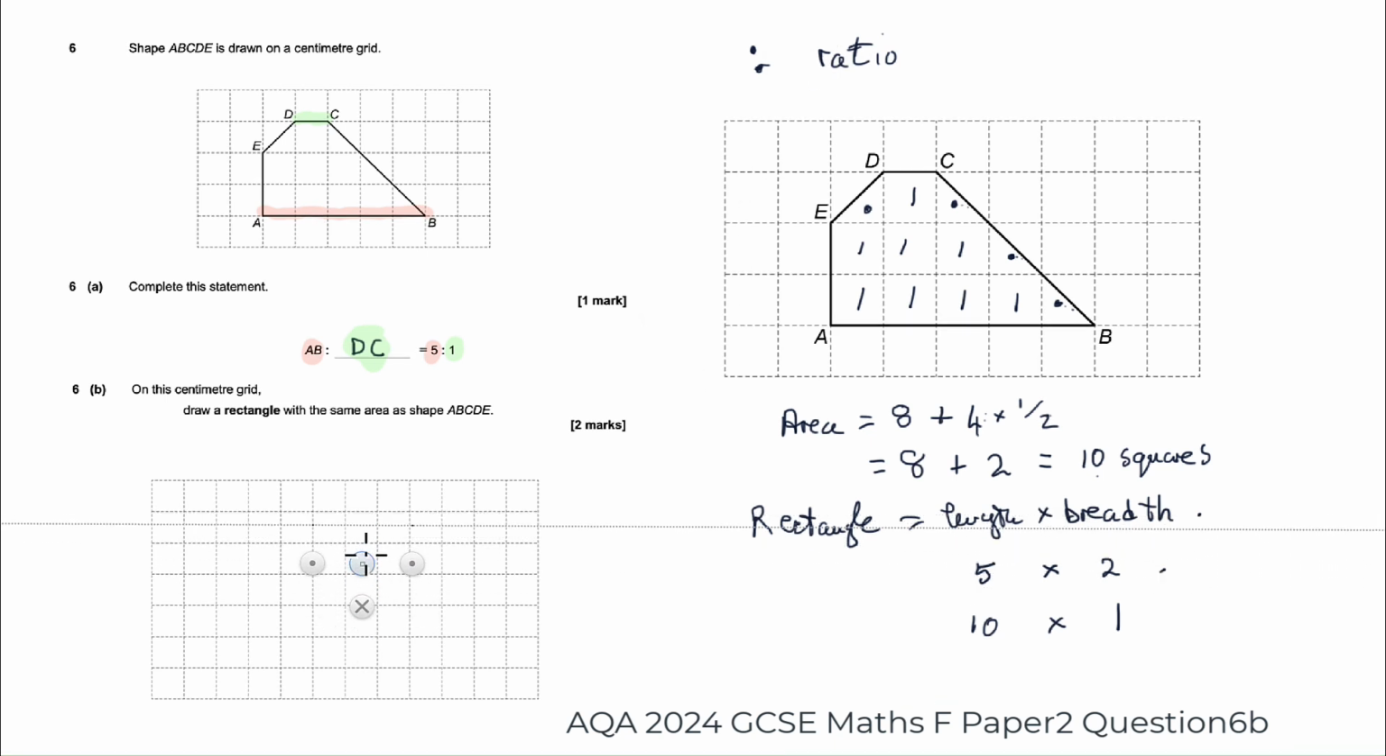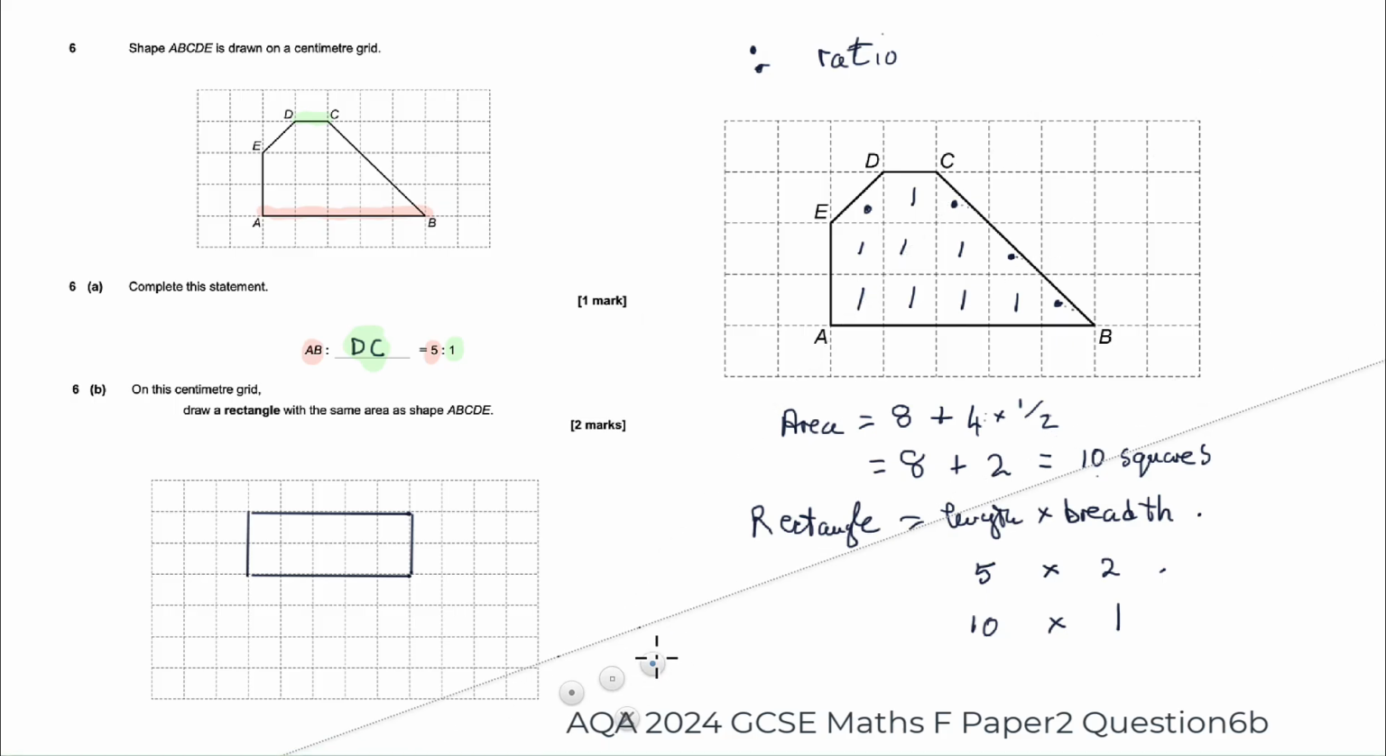So a length of 5, 1, 2, 3, 4, 5. There we go. And of course the opposite side would have the same length. Now, the breadth of 2, so that would be a perfectly adequate answer.